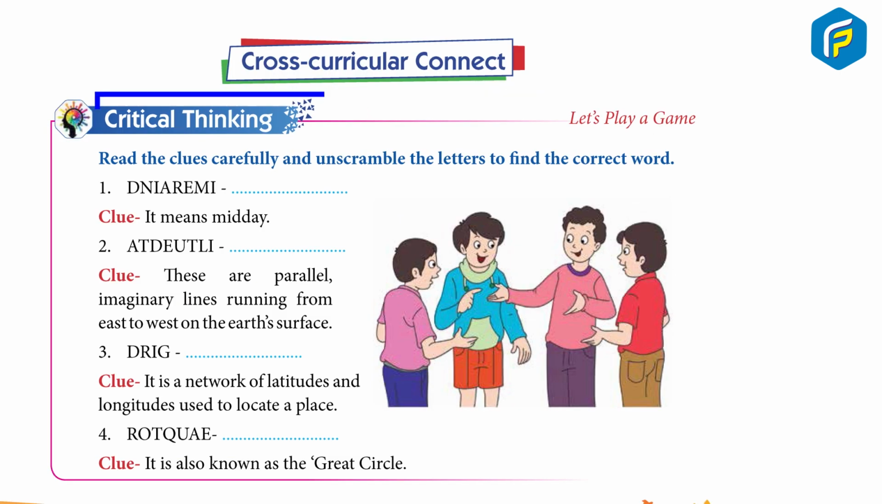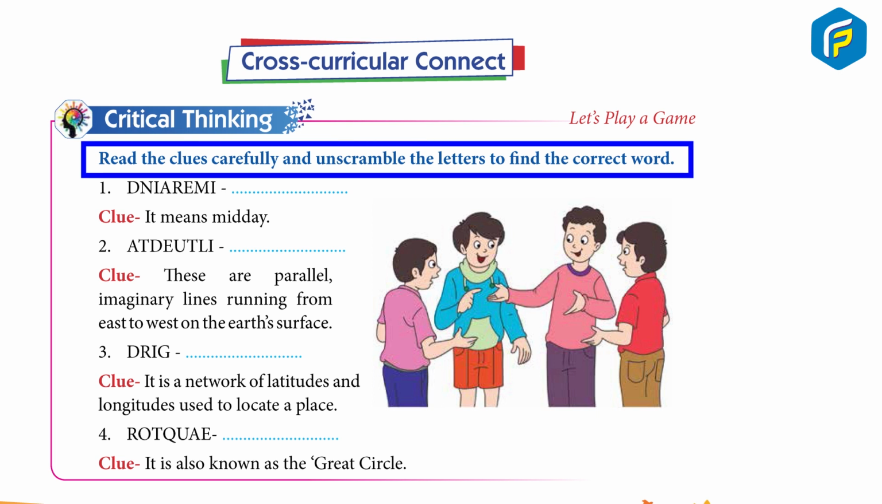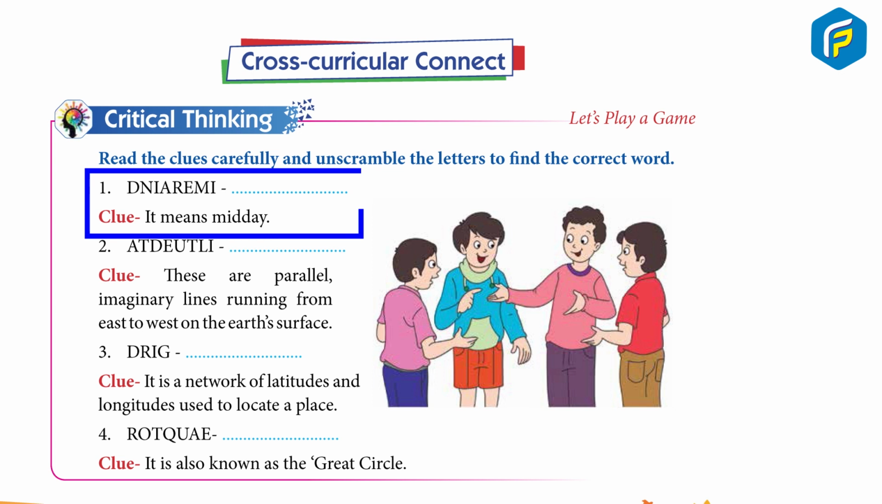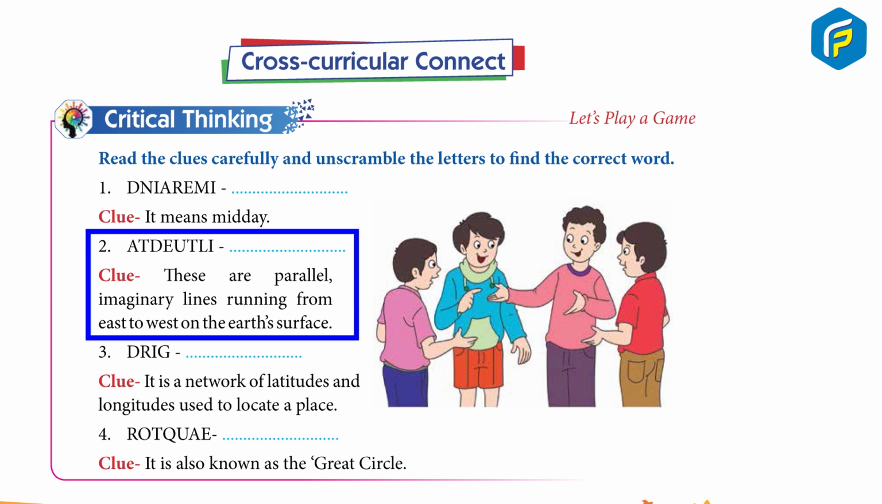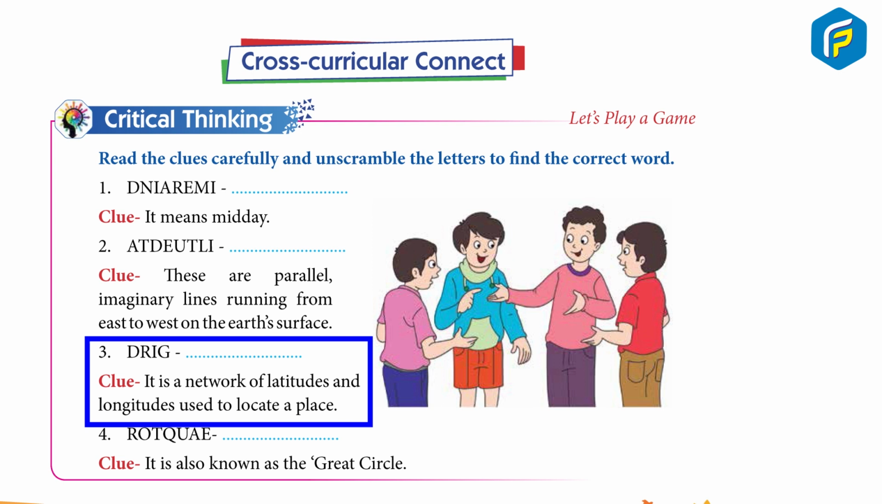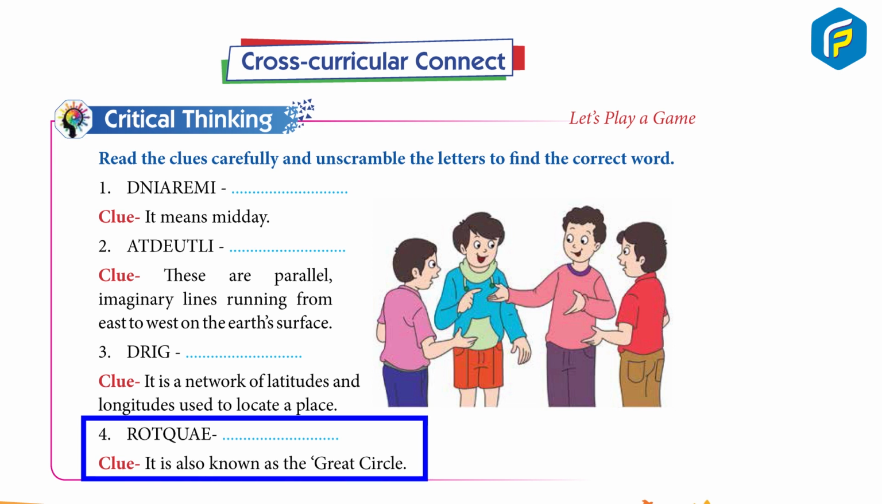Cross-curricular connect, critical thinking. Let's play a game. Read the clues carefully and unscramble the letters to find the correct word. 1. Clue: it means midday. 2. Clue: these are parallel imaginary lines running from east to west on the Earth's surface. 3. Clue: it is a network of latitudes and longitudes used to locate a place. 4. Clue: it is also known as the Great Circle.